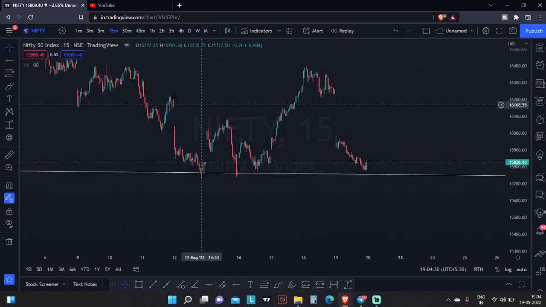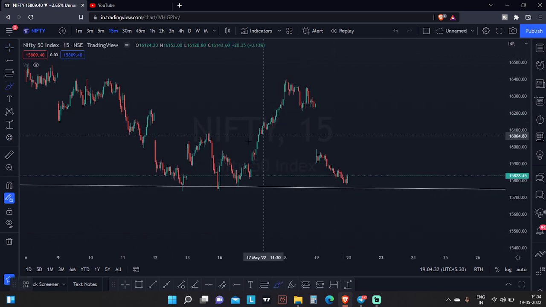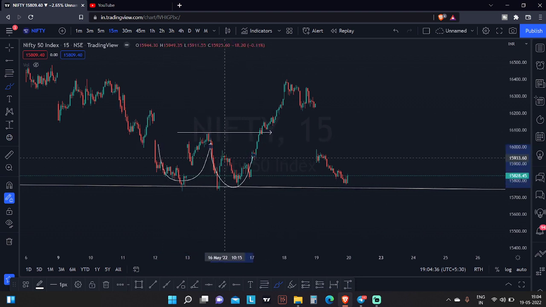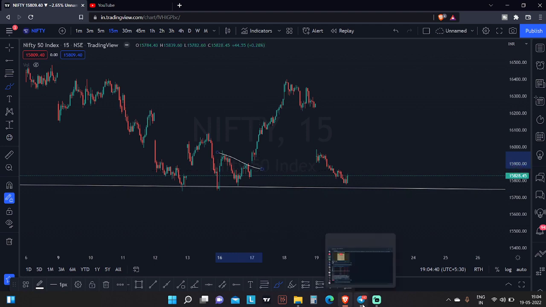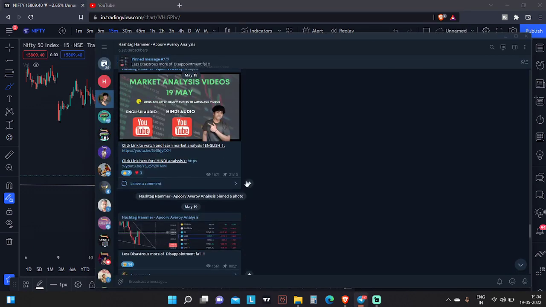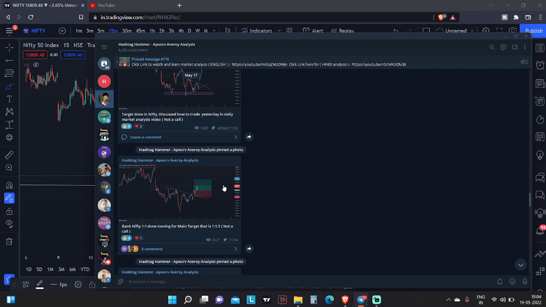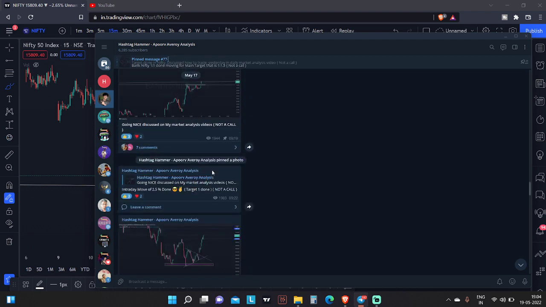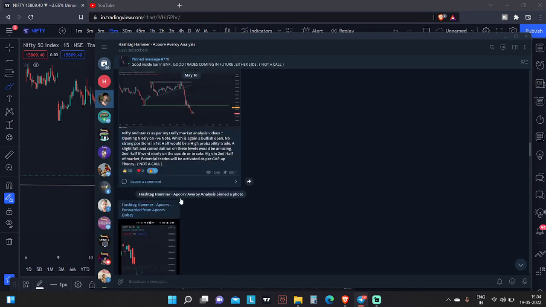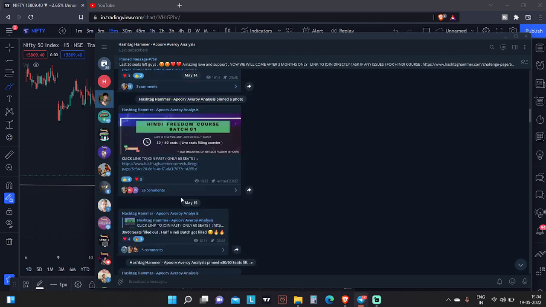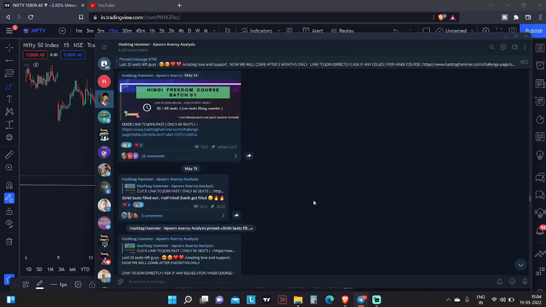Now let's talk about Nifty. So Nifty, if you see here, made a double bottom type formation here, and what I captured here, and what I presented to you guys on the Telegram as well. As you can see right here, let me show you. I told about this particular trade previously only. So we discussed Nifty long and short trades pretty well.